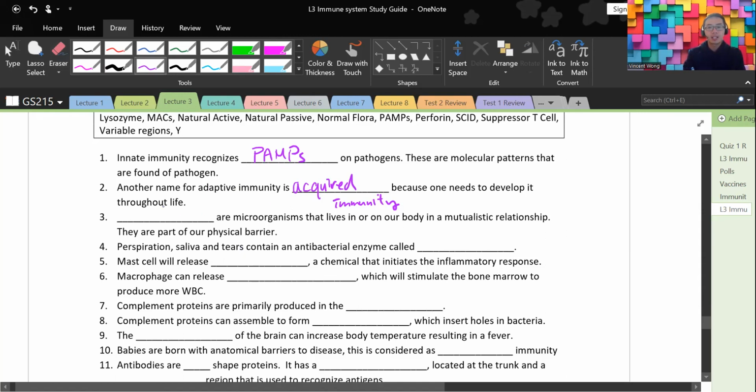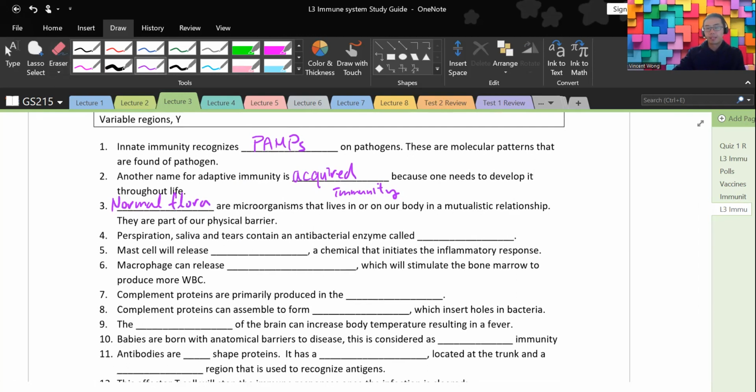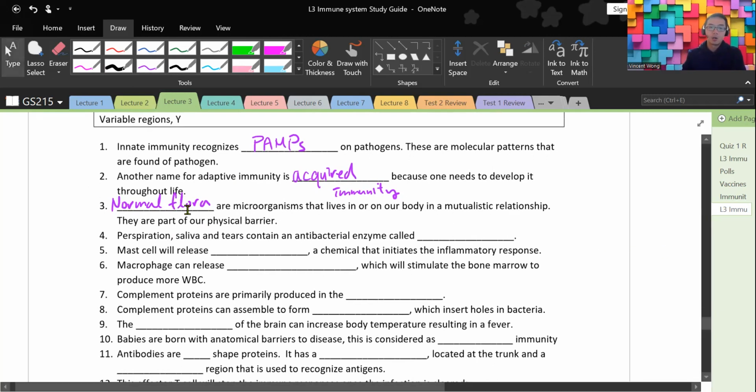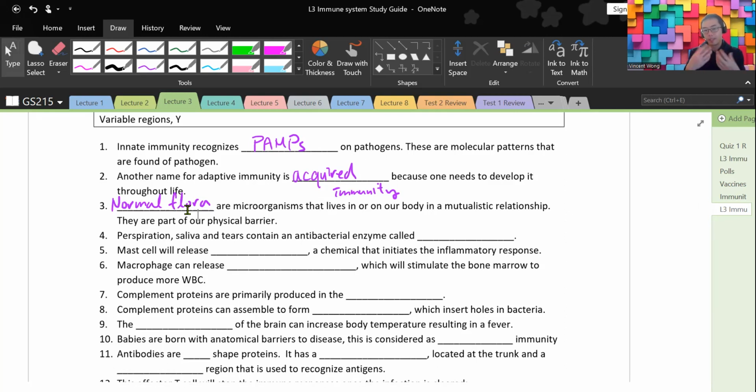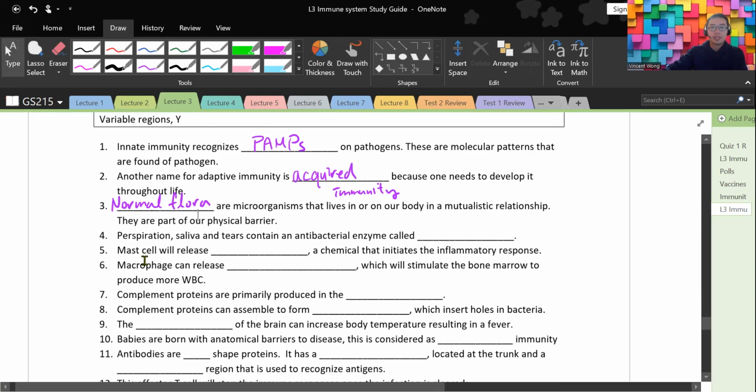Microorganism that lives in or on us for mutualistic relationship. That means we both benefit from the relationship. That's normal flora. You know, some people are saying when you wash your hands too much with the sanitizer and everything, that actually kills off some of the normal flora on your surface. But not to worry, because they could come back. Some people are saying it might not be too good of an idea to over sanitize, right? Because you're killing all these normal floras.